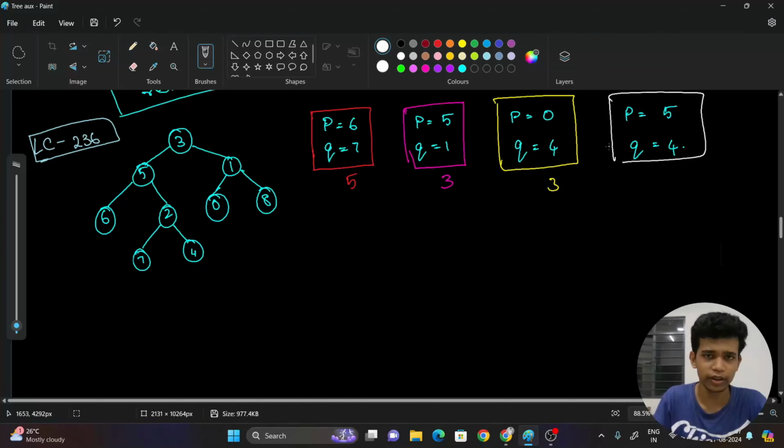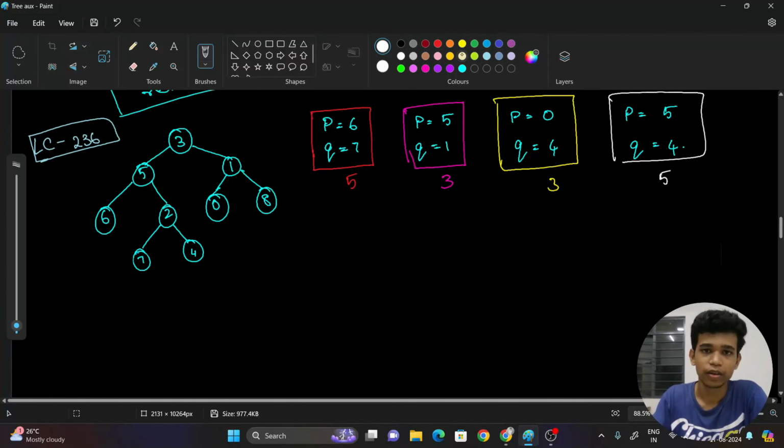Now let us understand the last example. It is 5 and 4. It is quite different. See here, 5 is here, 4 is here. This 5 itself is the ancestor of this 4, and I can say a node is an ancestor of itself. So what is the output? My output will be 5. Hope you understand this, right?